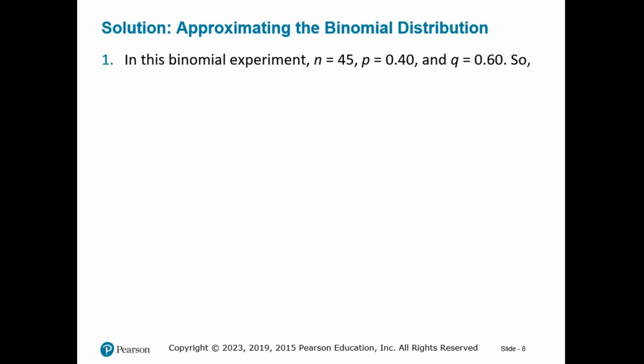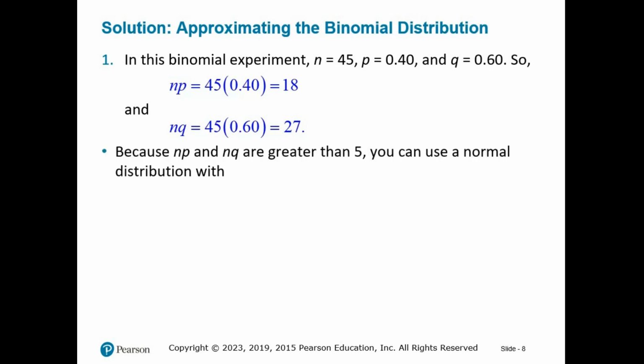So we first need to do our simple products. We need to multiply n by p and n by q. When we multiply 45 by 0.4, we get 18. When we multiply 45 by 0.6, we get 27. Because np and nq are greater than 5, we can use a normal distribution to approximate the binomial distribution.